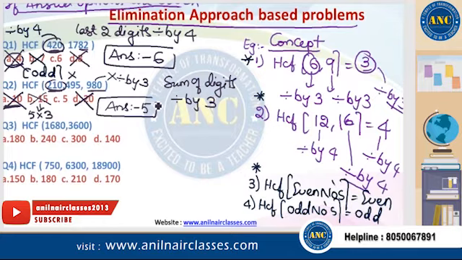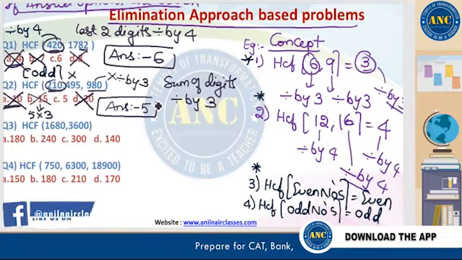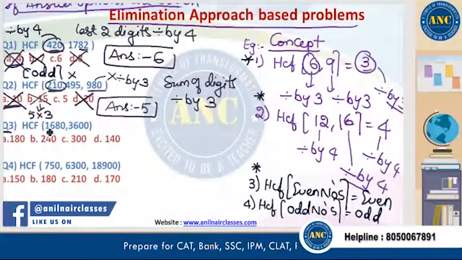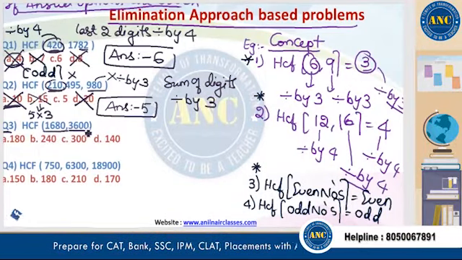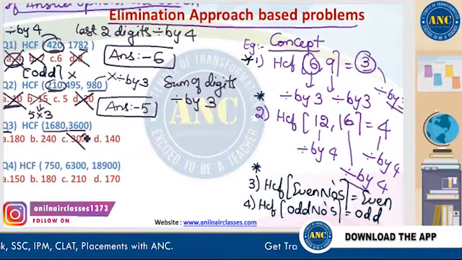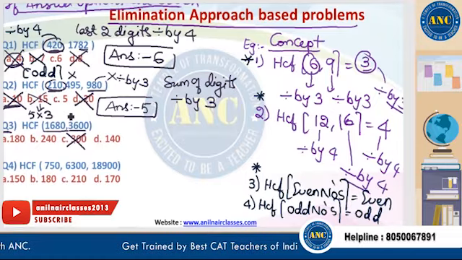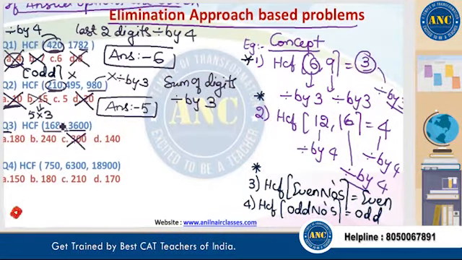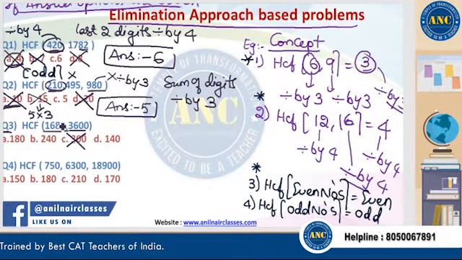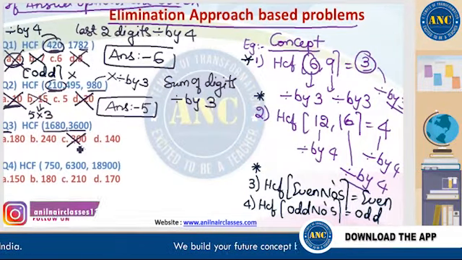But the third number 980 is not divisible by 3. Similarly, the third one: 1680 and 3600. Now if you see, it cannot be the answer 300 because this is divisible by 100. 3600 is divisible by 100, 1680 is not divisible by 100. So 300 is out.